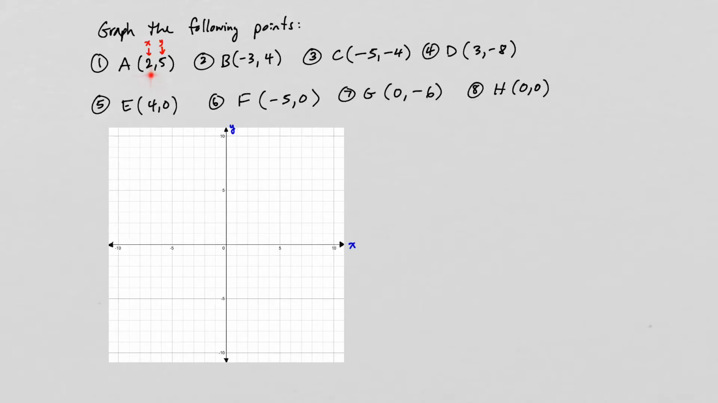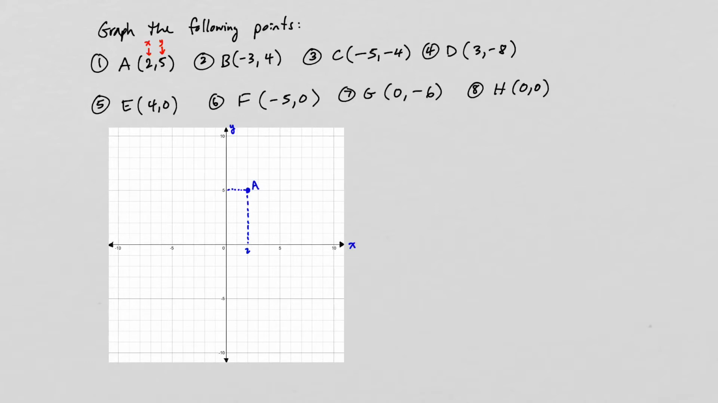Oftentimes when we're graphing points, we will give them names that are capital letters, just for simplicity. And so when we want to graph the point 2, 5, 2 means that we go to the x-axis and we locate the number 2, which should be right here. And then 5 on the y-axis is up here. And if you line up x equals 2 and y equals 5, you get this point. And this is point A.